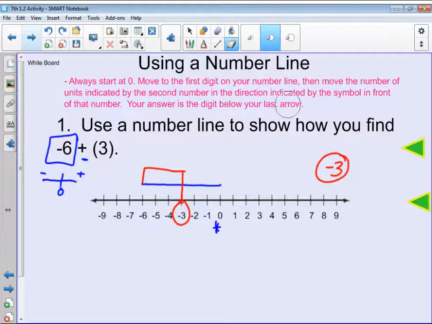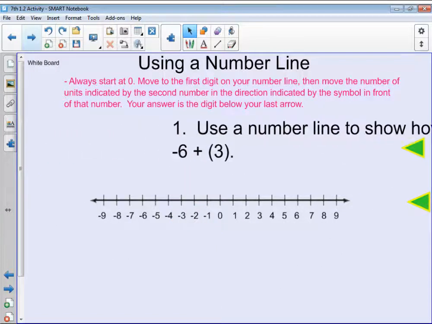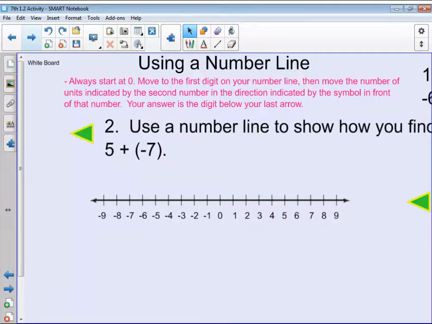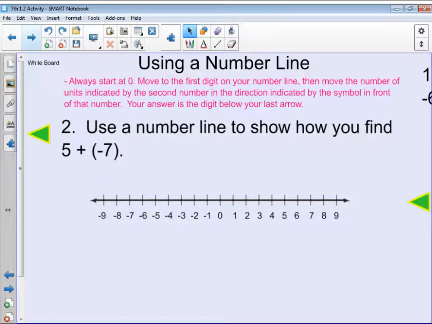Okay, so let's try another one. Use a number line to show how you can find 5 plus -7. So we're always going to start at 0. Okay, we don't start at whatever the first number is, we start at 0. And we're going to go in whatever direction that is. So +5 is going to be over here. So I'm going to draw a line from 0 to +5. So there's my first part. So now I'm done with that.